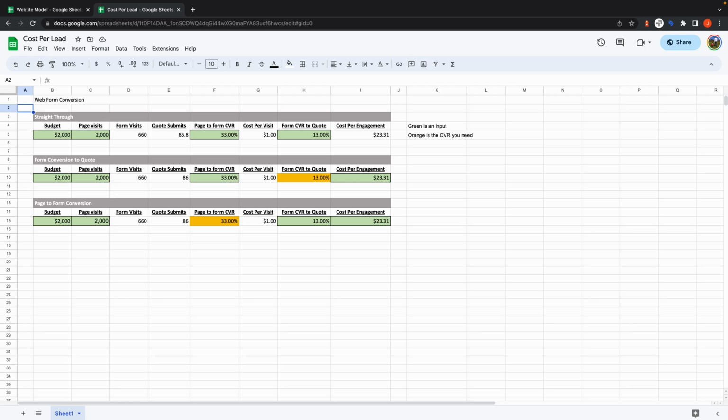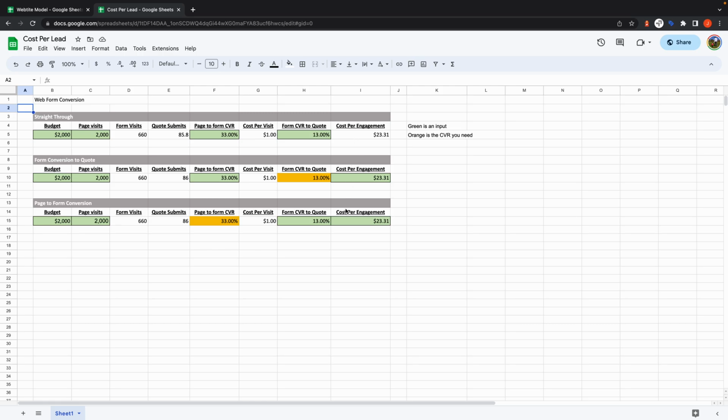Essentially, what it's doing is three different things. It'll just take a straight through approach and let you understand. Green is inputs here on a budget, page visits. Let's say you have to get somebody to a form where they're filling out a lead capture form. Let's say you're quoting them on something and so on down the funnel. That's going to result overall into a cost per engagement.